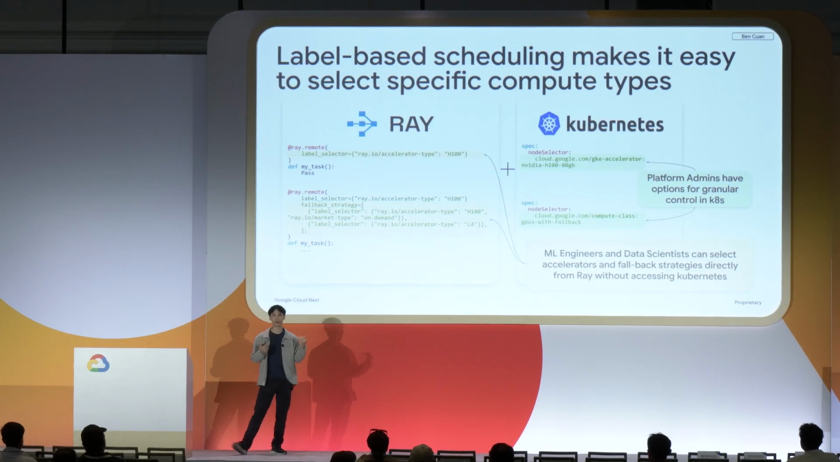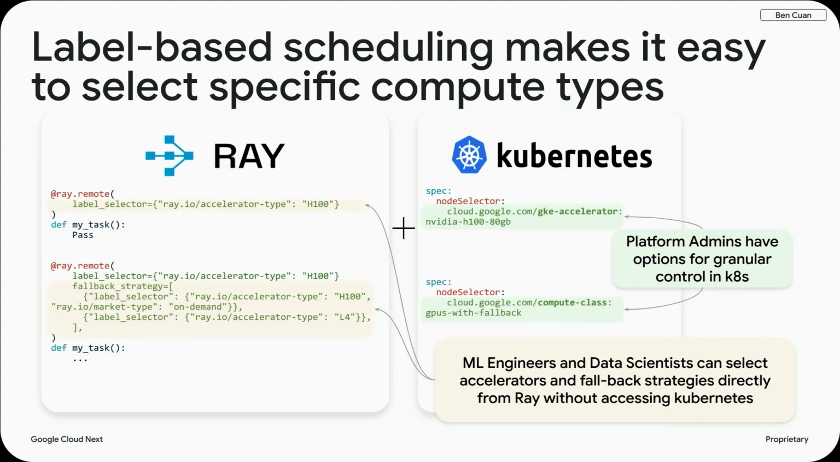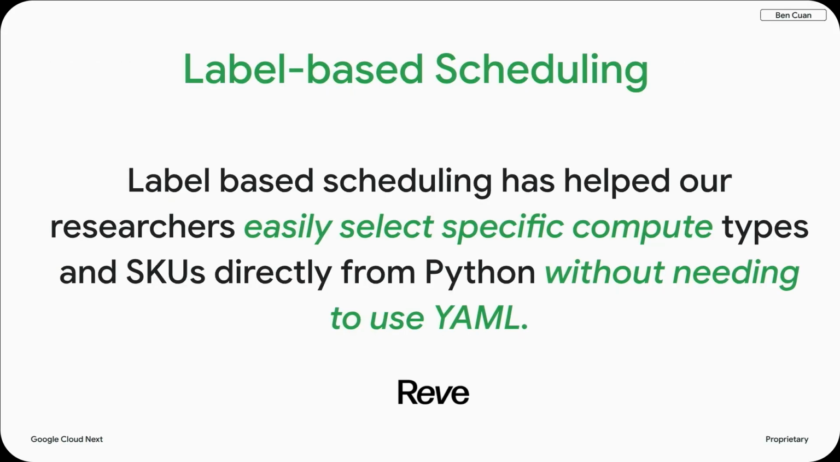Specifically, the software implementation feature that allows us to leverage this is label-based scheduling. And so this is an example of what it looks like in code, where we have a Python decorator where our research team or our developers can just choose a specific accelerator type like H100, and that will be translated into the Kubernetes world. So just to summarize that, researchers can now easily select compute types without needing to muck around with the actual insides of Kubernetes YAMLs.